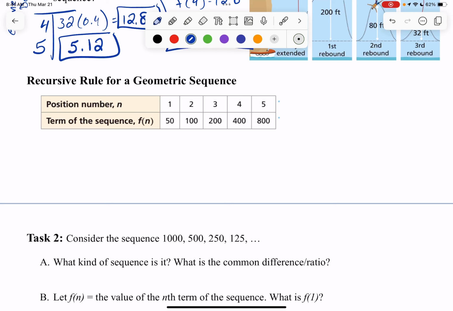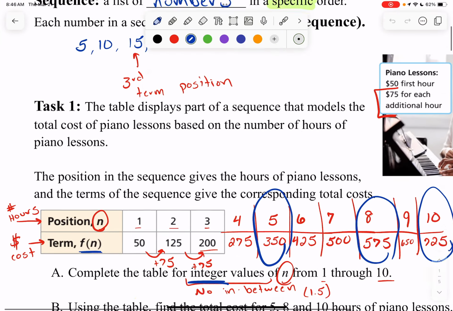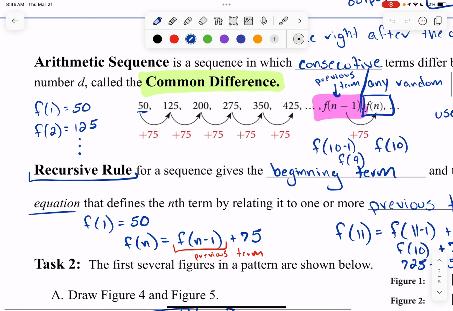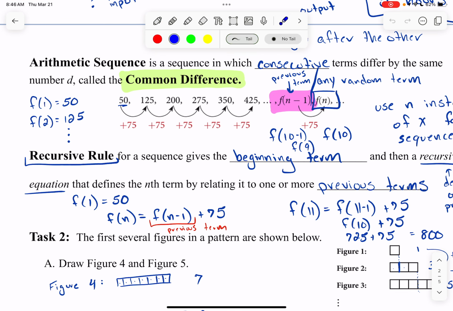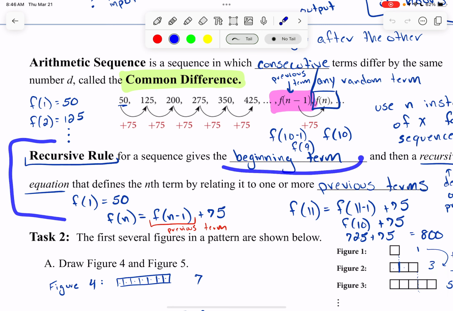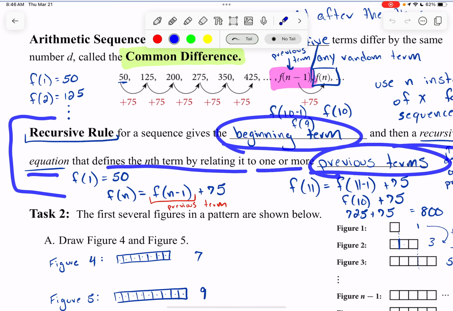All right. Now let's look at how to write a recursive rule for a geometric sequence. We've already kind of used one. Flashback to recursive rules, back to 7.1 again. A recursive rule for a given sequence gives the beginning term. So a recursive rule always has to tell you the term you start with, and then a recursive equation that defines the nth term by relating it to one or more of the previous terms.